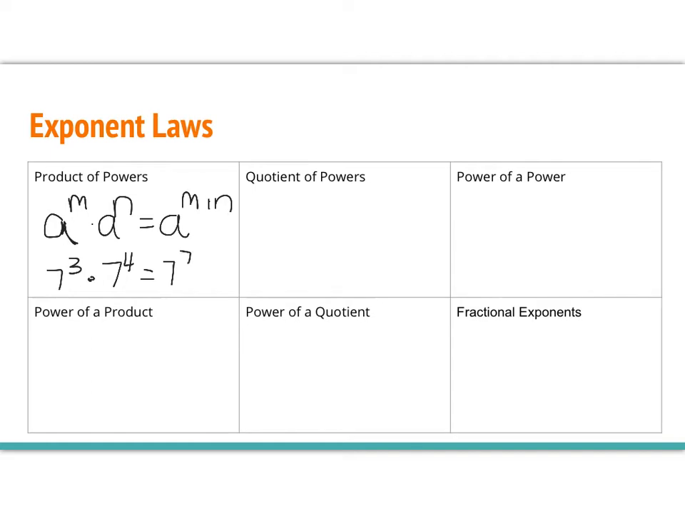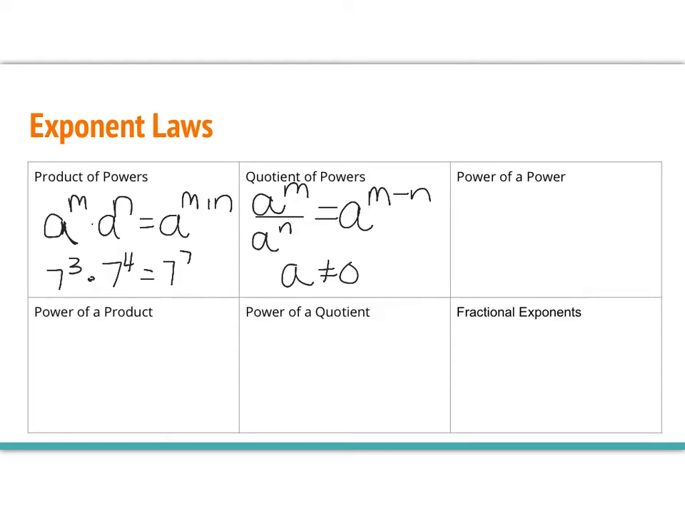Okay, the quotient of powers is a to the m, again, all over a to the n. Now, again, they're the same base, a and a. This time, we are subtracting, m minus n. The thing is here, a cannot equal 0. Otherwise, we get a denominator that is 0 here, and that can't happen. We can't divide by 0.